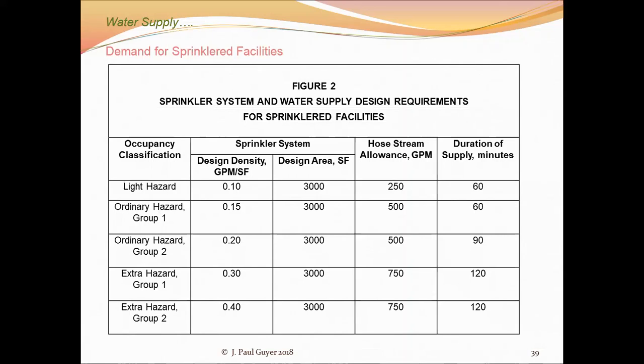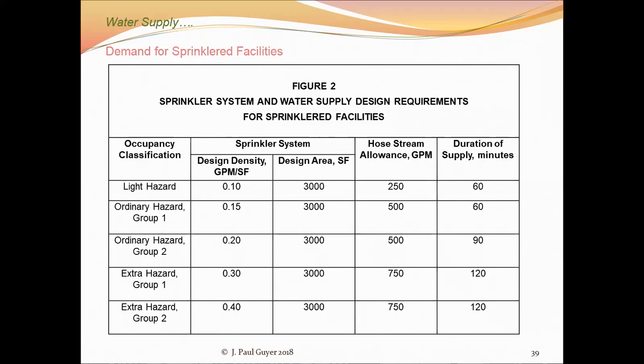The hose stream requirement does increase with the hazardous nature of the occupancy. So down at the most hazardous occupancy in this system, extra hazard group 2, you would need 1,200 GPM for the automatic sprinkler system, and 750 GPM for the hose stream. That's 1,950 gallons per minute.